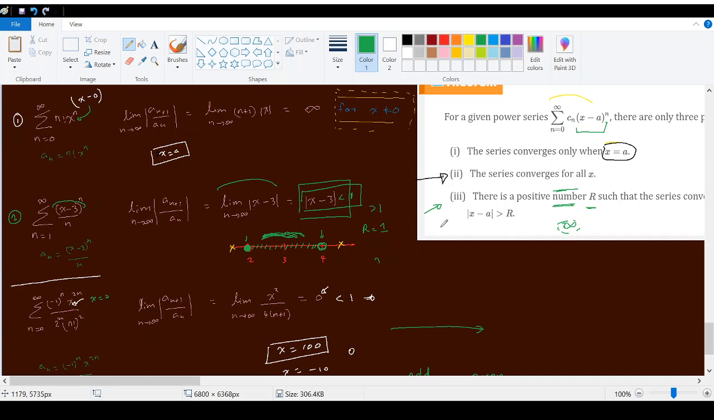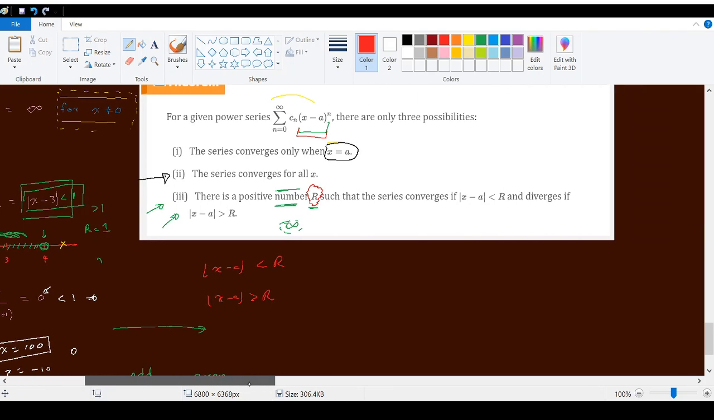Okay, so this does not say anything about the two endpoints. Those two endpoints we have to calculate manually. But the main idea here is to emphasize that there is a certain number r, so that if this term is less than that number, then it converges, and if this is greater than that number, then it diverges.